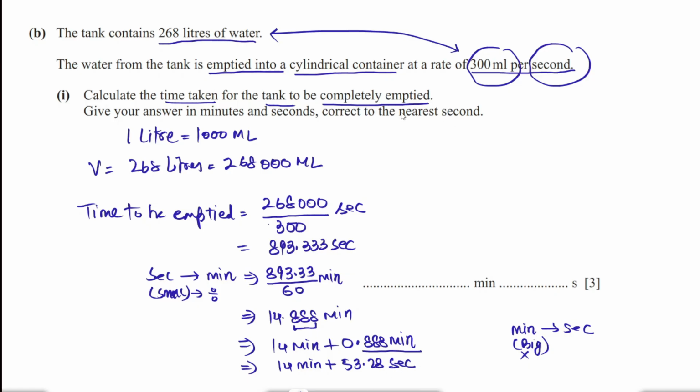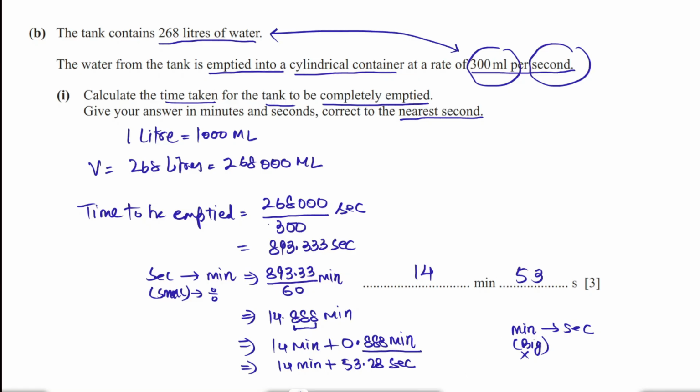seconds. Now since we have to write to the nearest second, and after 53 we are having number 2 written here, so hence it doesn't make any change here. So 14 minutes and 53 seconds. That is the answer which we are going to get here.